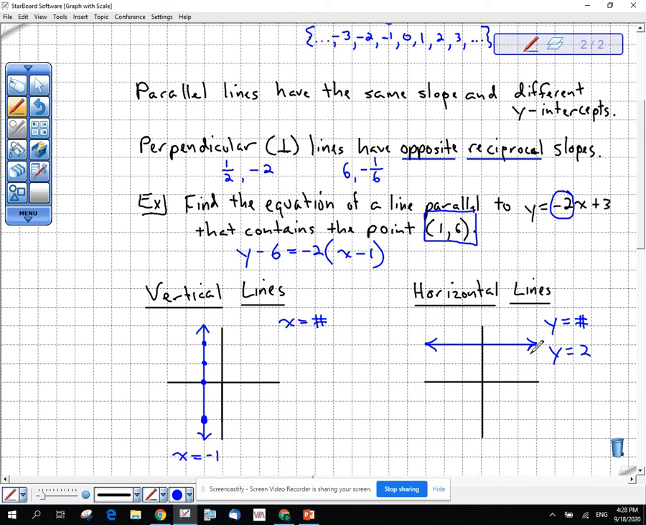Why is that? Well, because you can let x be anything. The y value is 2. If x is -2, the y value is 2. If x is -1, the y value is 2. If x is positive 1/2, the y value is 2. The key characteristic is y equals 2.